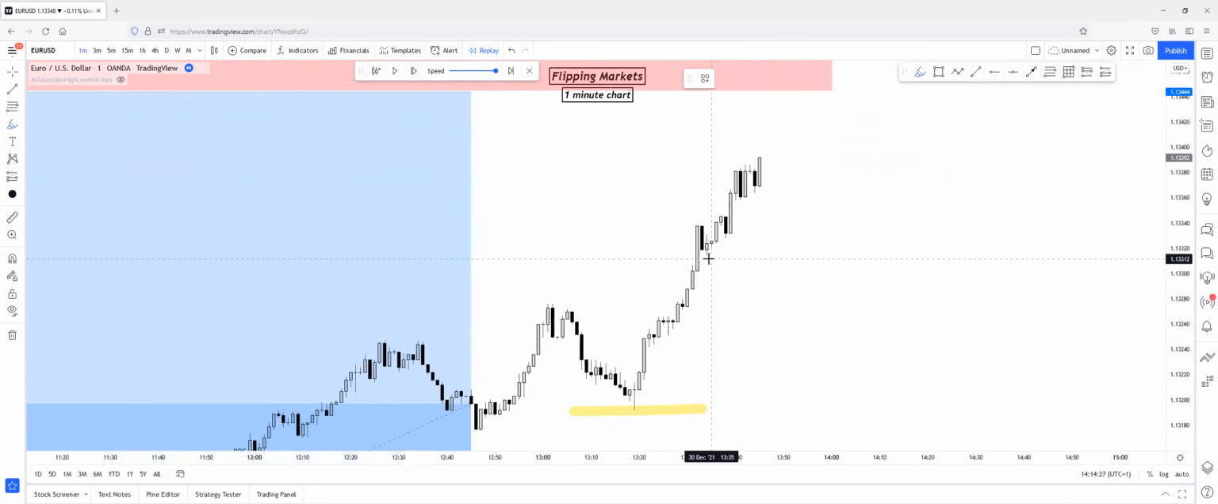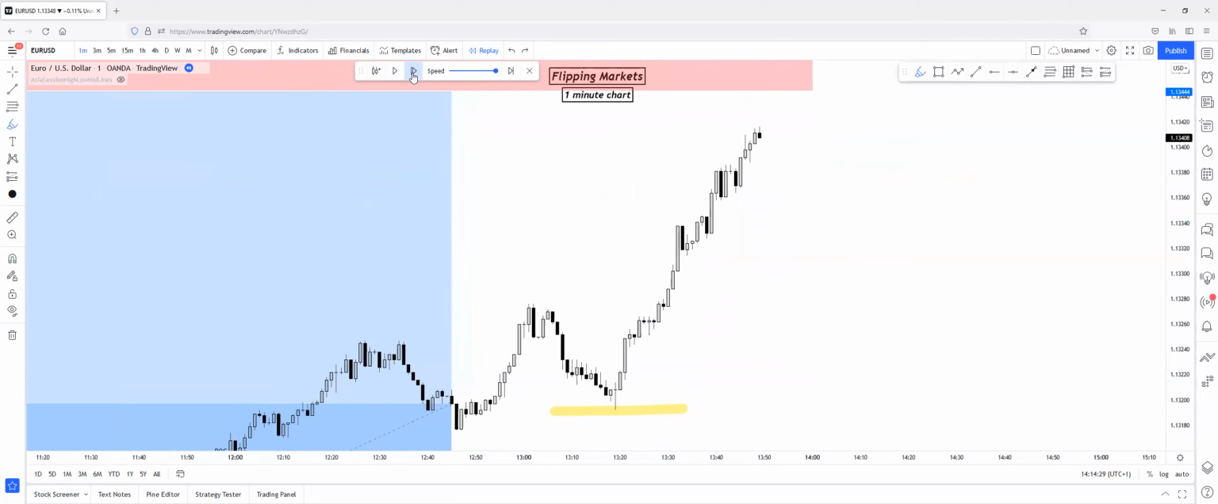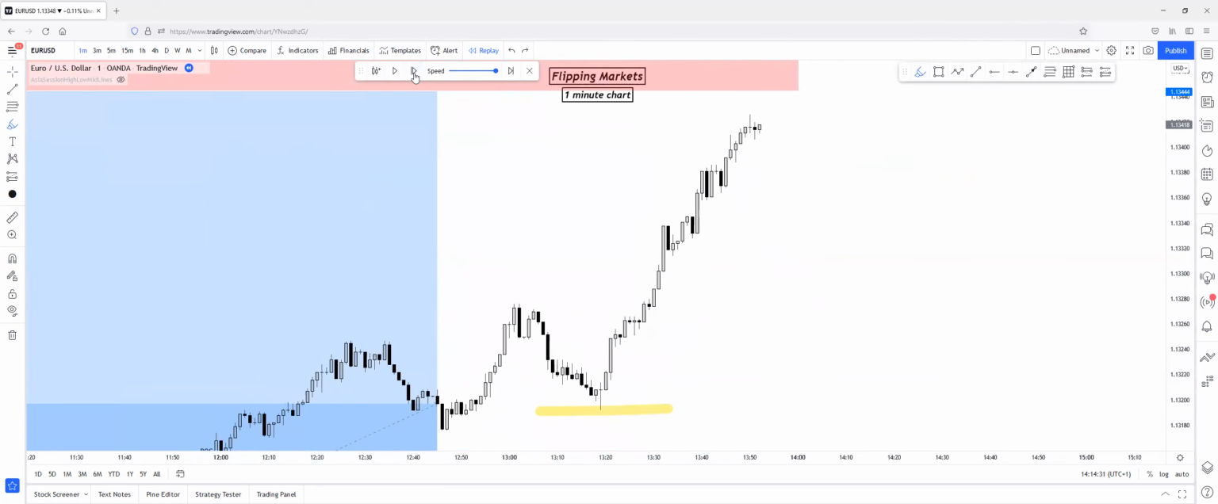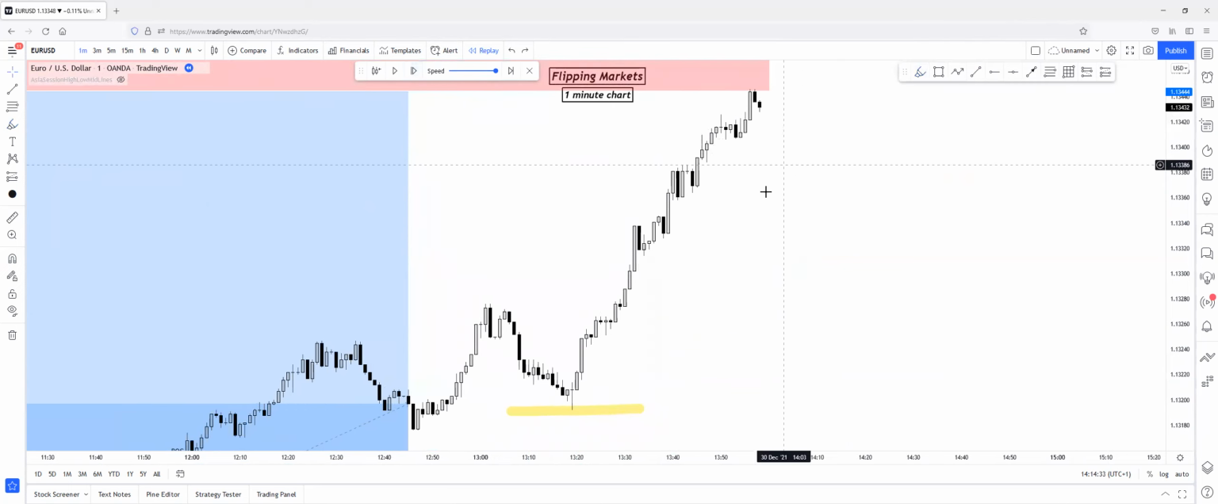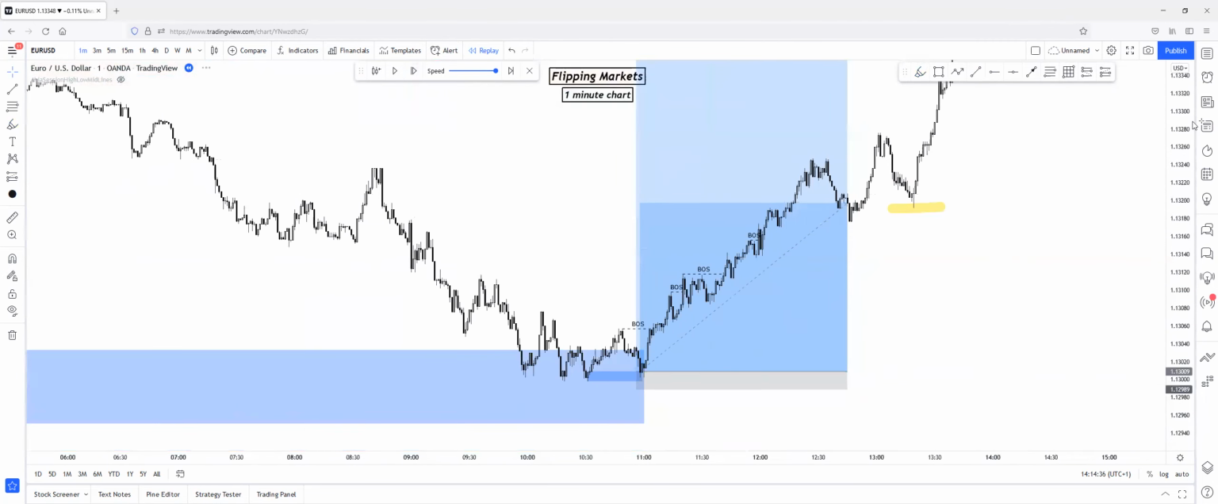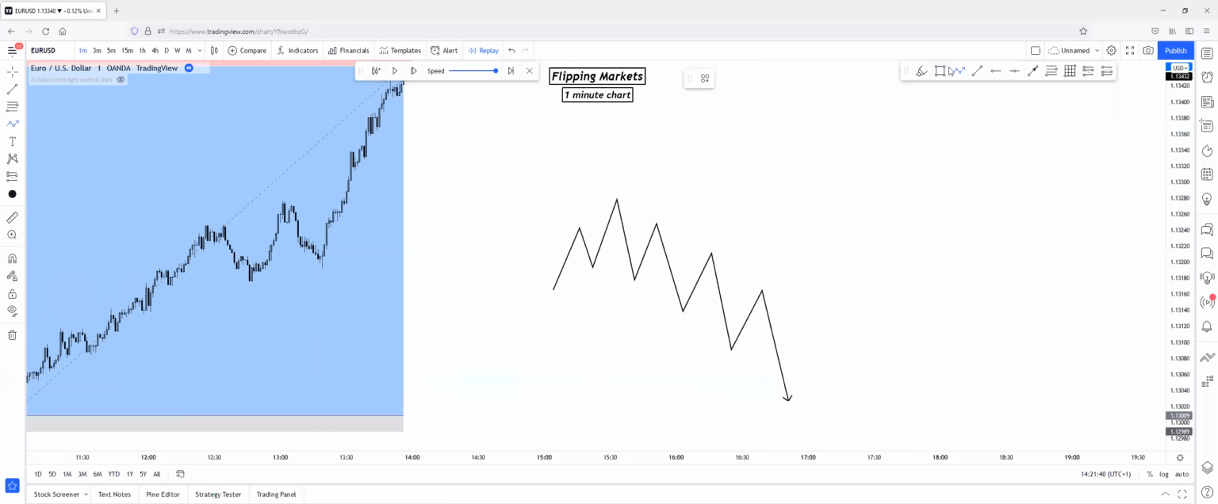Actually, it's building up liquidity again in this region. I think it will go straight up to the TP. Yeah, straight up, TP hit. And actually, that's how you manage your stop losses. The same concept goes on for the short trades.